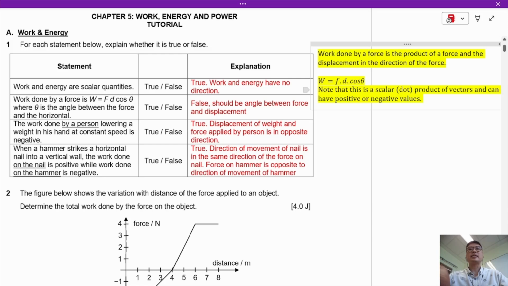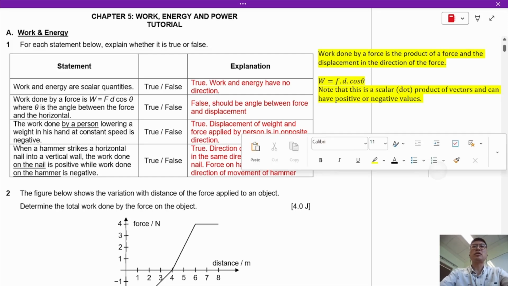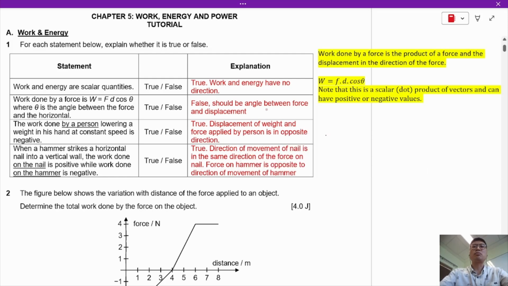So realize that this is actually a dot product or scalar product of vectors, and it can have positive or negative values. So work and energy are scalar quantities and have no direction, but they can have positive or negative values. The angle theta represents the angle between the force and the direction of the displacement. So it's actually the force and the projection of the force on the displacement. So this would actually be F d cos theta, the value. Okay, so this is the work done in the direction of the force.